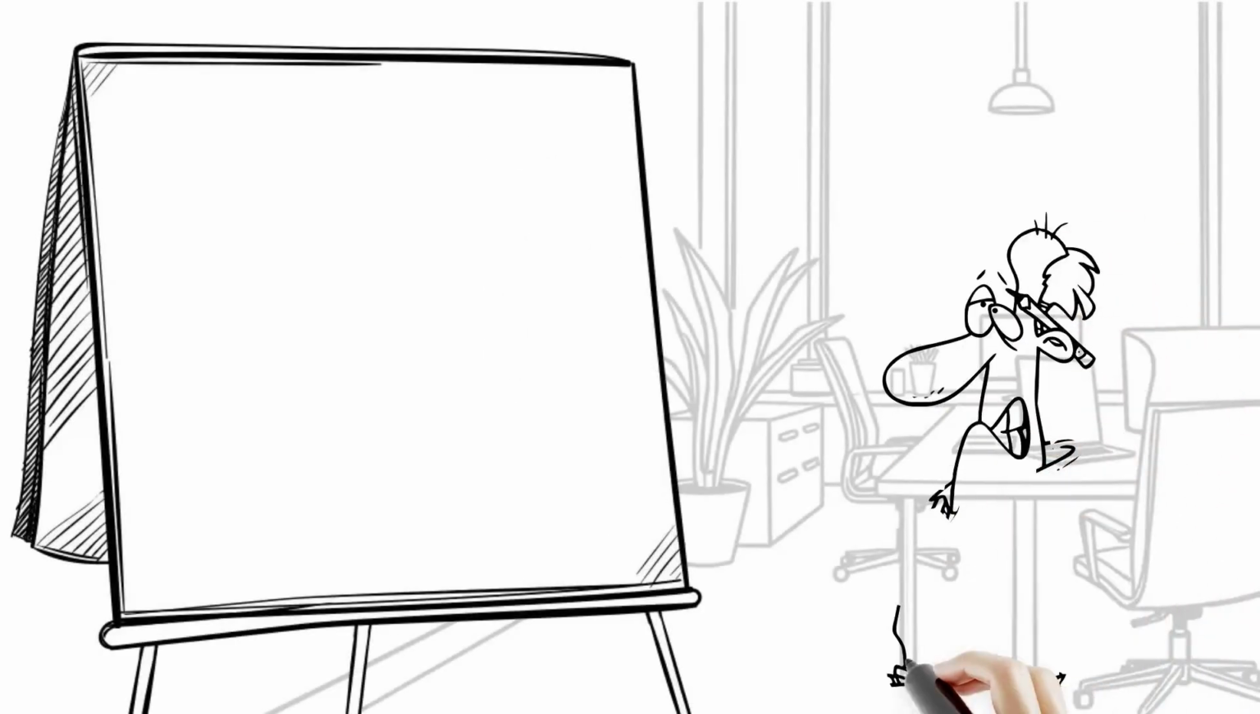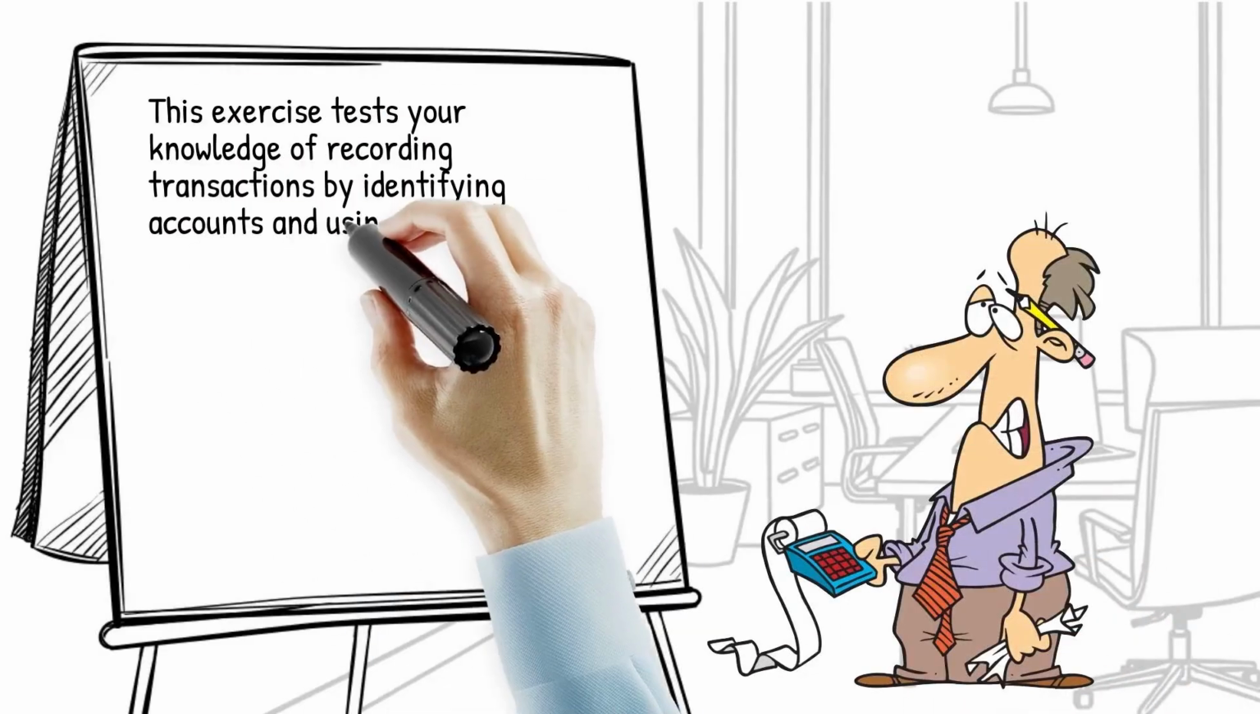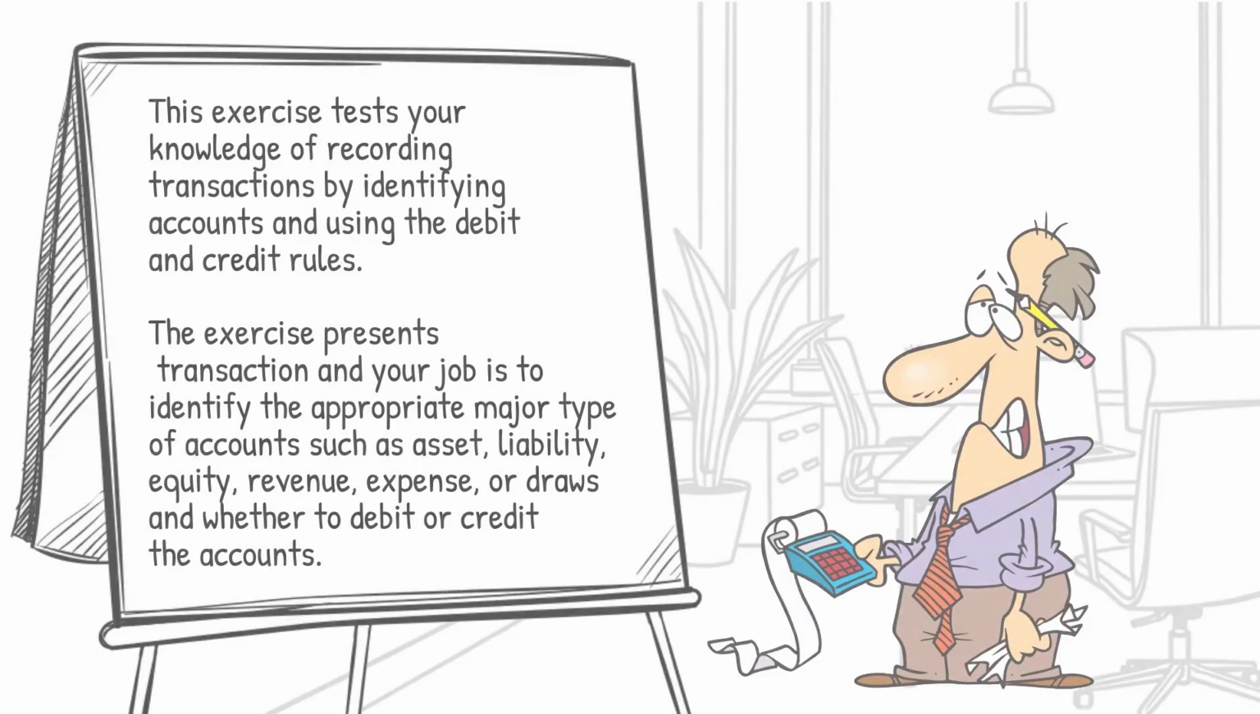This exercise tests your knowledge of recording transactions by identifying accounts and using the debit and credit rules. The exercise presents a transaction, and your job is to identify the appropriate major type of accounts, such as asset, liability, equity, revenue, expense, or draws, and whether to debit or credit the accounts.